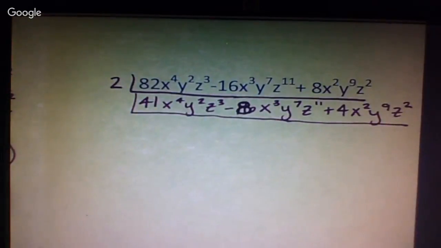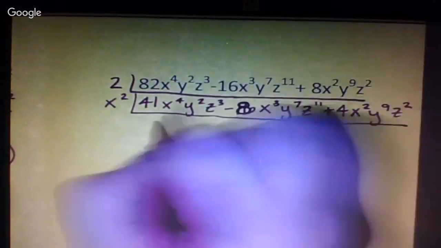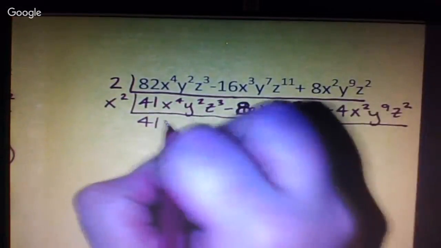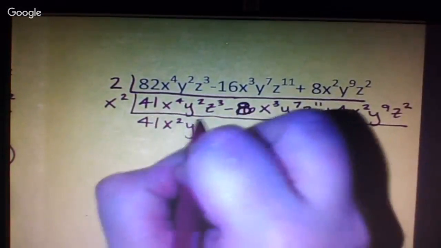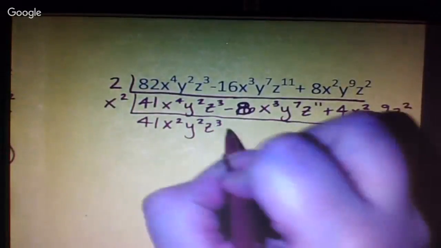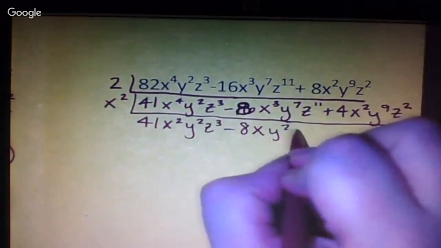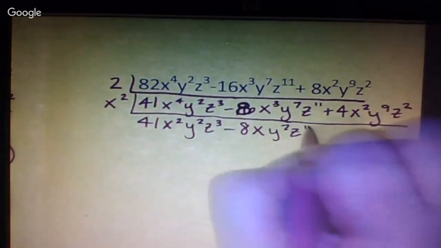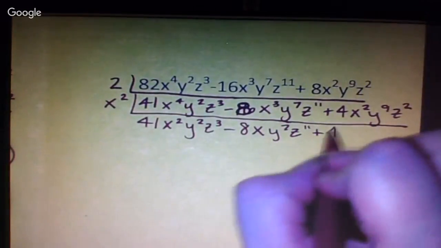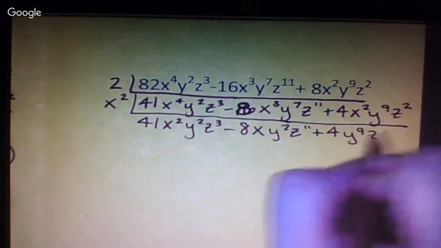Okay, x's. I've got 4 of them, 3 of them, and 2 of them. X squared. So we become 41 x squared, y squared, z to the 3rd, minus 8x, y to the 7th, z to the 11th, plus 4, y to the 9th, z to the 2nd.